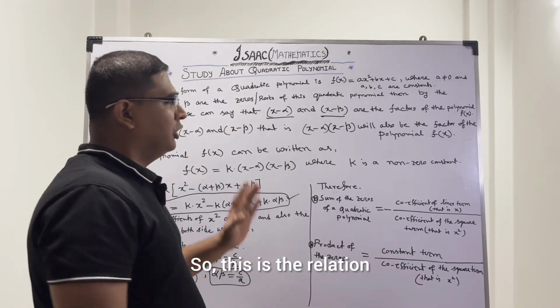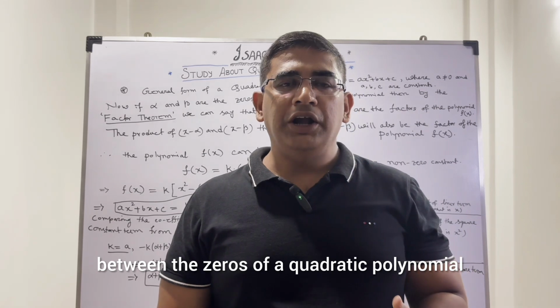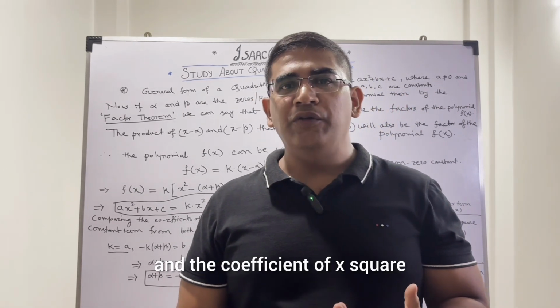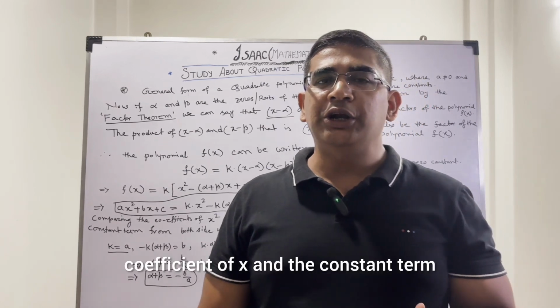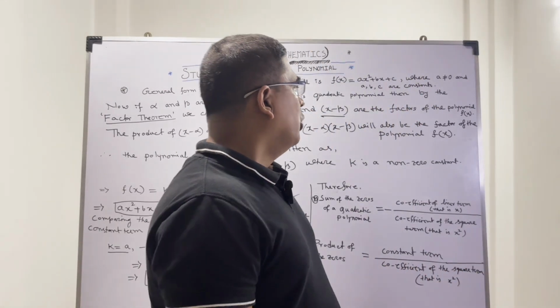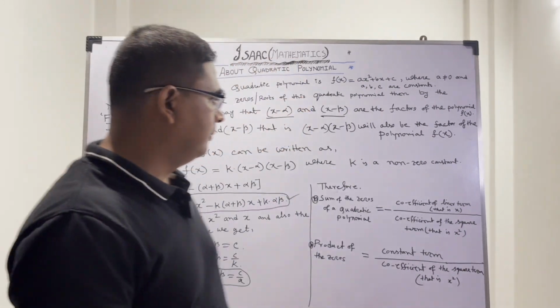So this is the relation between the zeros of a quadratic polynomial and the coefficient of x square, the coefficient of x, and the constant term. Now we will verify this relation with the help of a problem.